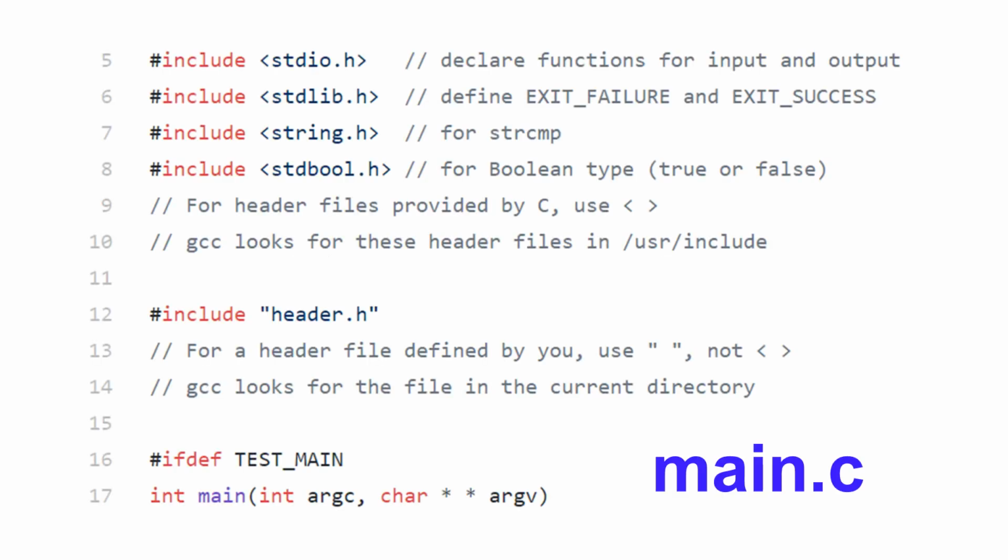This video discusses the details of the first homework. Let's start from the main.c file. At the top of the file, several files are included. These are called the header files.